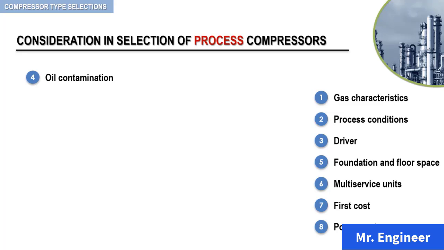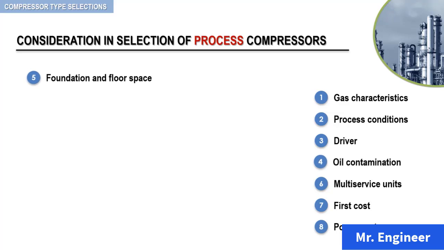Oil contamination can have a bearing on compressor type selected. The degree of importance attributed to oil contamination will also influence decisions. Partially lubricated or non-lubricated reciprocating compressor designs may be more suitable than centrifugal compressors.